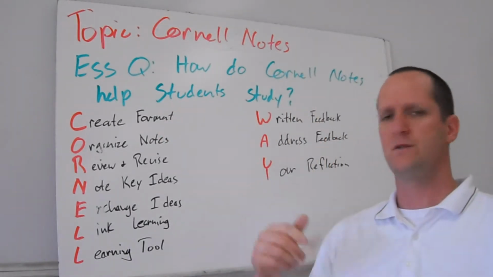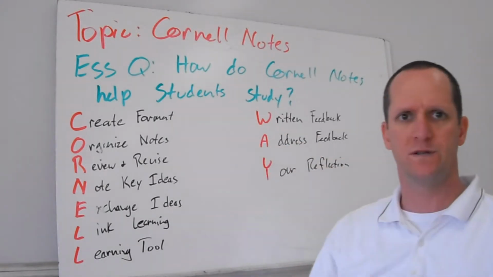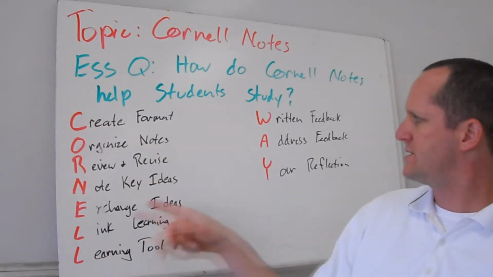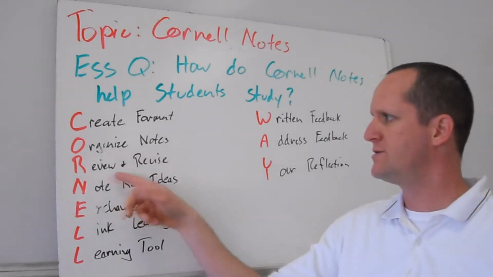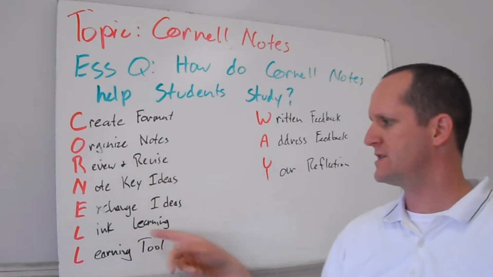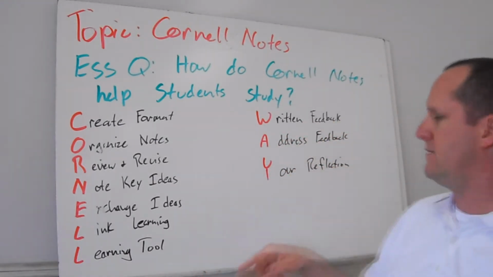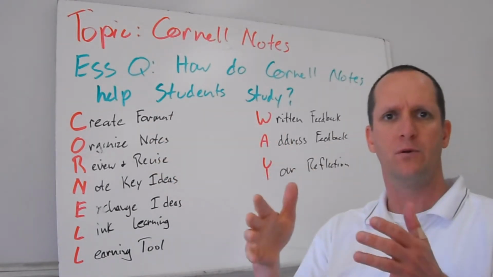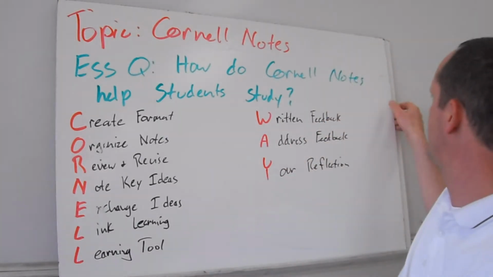And as we'll see through this system and the notes that I'm going to show you, there is a system to it that enables students to actually learn while they are taking notes. So here it says Cornell Way: create a format. I'll provide a format for you. Organize your notes, review and revise, which is very important. Note key ideas, exchange of ideas, link learning, learning tools, written feedback, address your feedback, and then your reflection. So this whole process will enable you to not only take notes, but remember them and use them for future uses, such as tests.